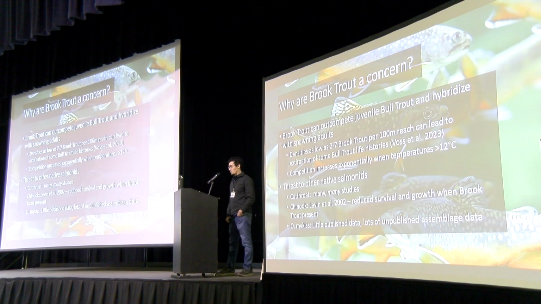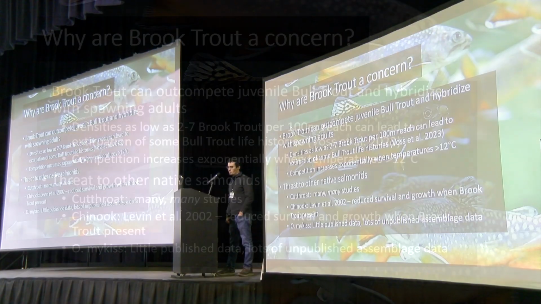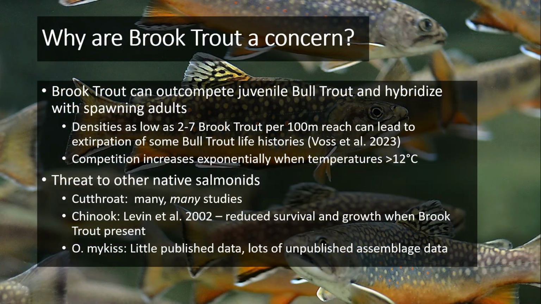It's a little more complicated for other species. For Chinook, a paper by Levin et al. 2002 found reduced survival and growth when brook trout were present in general throughout their range. However, there was variation. There have been some areas where Chinook can outcompete brook trout, but there are other areas where some of the habitat factors can lead to brook trout outcompetition.